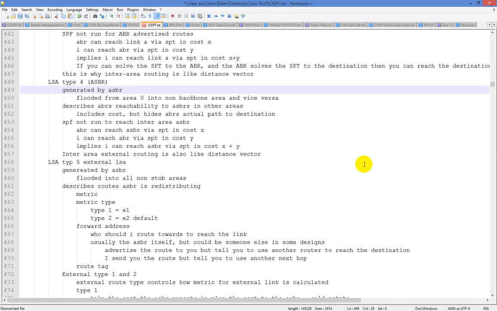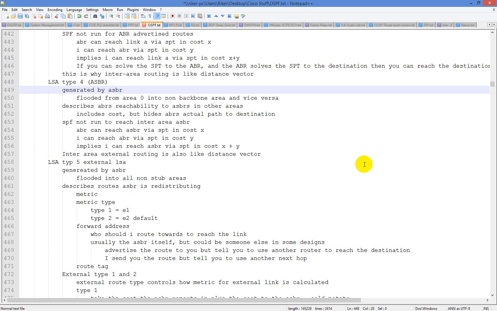Type 1 means that whatever the cost is to get advertised from the ASBR into OSPF, in addition to all the other hops to get to a particular destination, that is going to be added together, and then that's going to be the total cost. Type 2 means whatever the metric is when the route is redistributed, that is the only metric that is ever looked at. It doesn't matter how many routers it traverses, the metric is going to stay the same as to what it was when it was advertised.